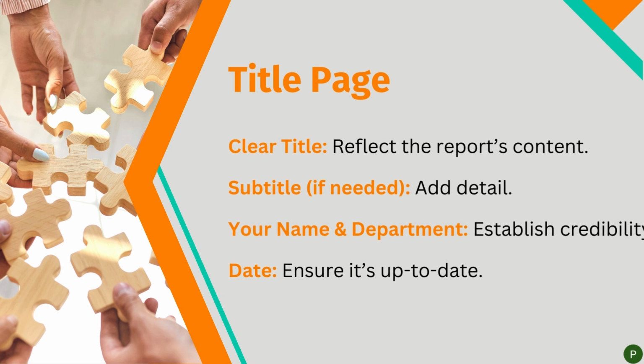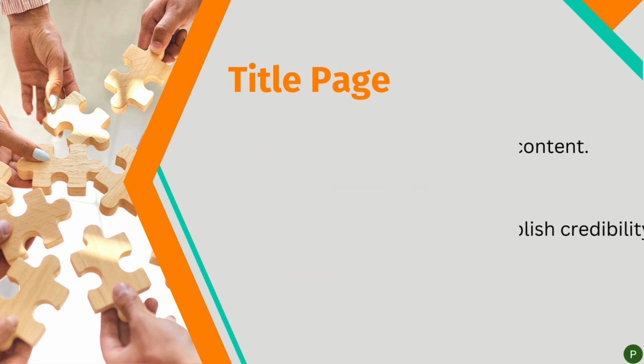Let's start with the title page. The title page should have a clear descriptive title that reflects the report's content. For example, you could write Q2 Financial Performance Analysis, and you can also add a subtitle for additional detail if necessary, such as Revenue and Expense Overview. Don't forget to include your name and department to establish credibility and ensure that the date is current. For example, you could write Paula Smith, Finance Department, July 31st, 2024.